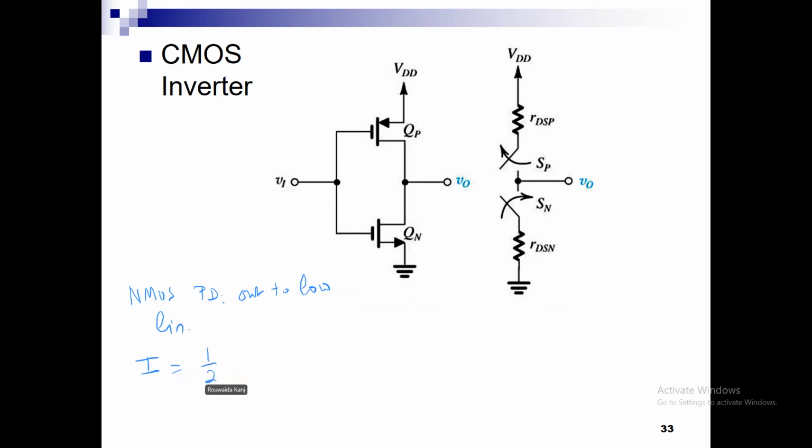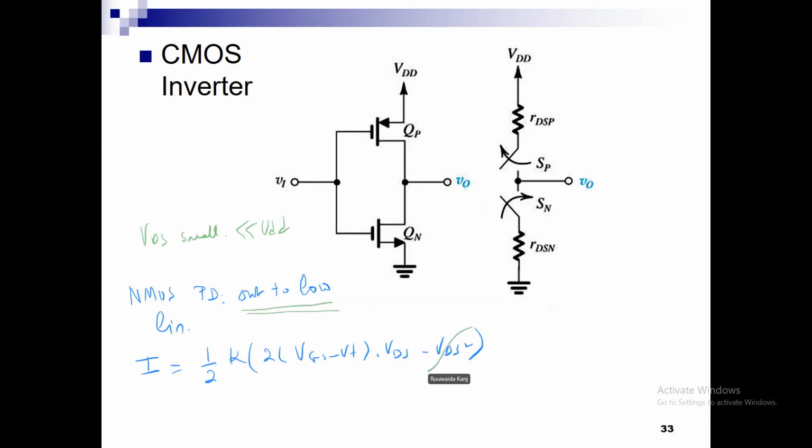The current I is equal to half K times 2 times (VGS minus VT) times VDS, minus VDS squared. Now, if somebody tells me that VDS is very small, much smaller than VDD in the output low, I can ignore this term, because for example if I have 0.1, VDS squared becomes very small. Okay, so I can ignore it. This and this will cancel, so the current will be equal to K times (VGS minus VT) times VDS.